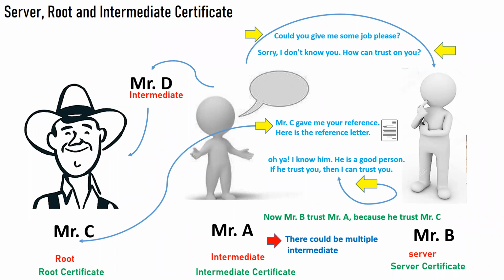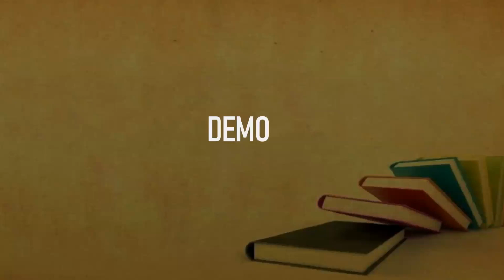So in such kinds of situations, you will get four certificates. One is your root certificate, two intermediate certificates, and one server certificate. So in all the cases, there should be only one server certificate, there should be only one root certificate, and there could be one or more than one intermediate certificate. So this is the very basic concept of your server, root, and intermediate certificates. Let us see a demo.